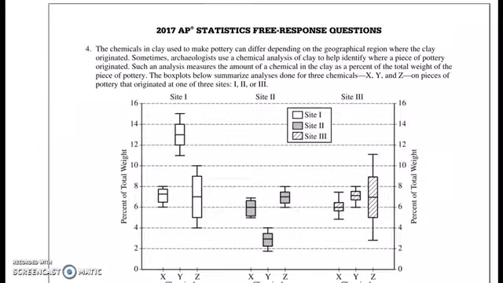Alright, so this is problem 4 of the 2017 AP Stats free response. The problem reads: the chemicals in clay used to make pottery can differ depending on the geographical region where the clay originated. Sometimes archaeologists use a chemical analysis of clay to help identify where a piece of pottery originated. Such analysis measures the amount of the chemical in the clay as a percent of the total weight of the piece of pottery. The box plots below summarize analyses done for the three chemicals, X, Y, and Z, on pieces of pottery that originated at 3 sites, 1, 2, or 3.